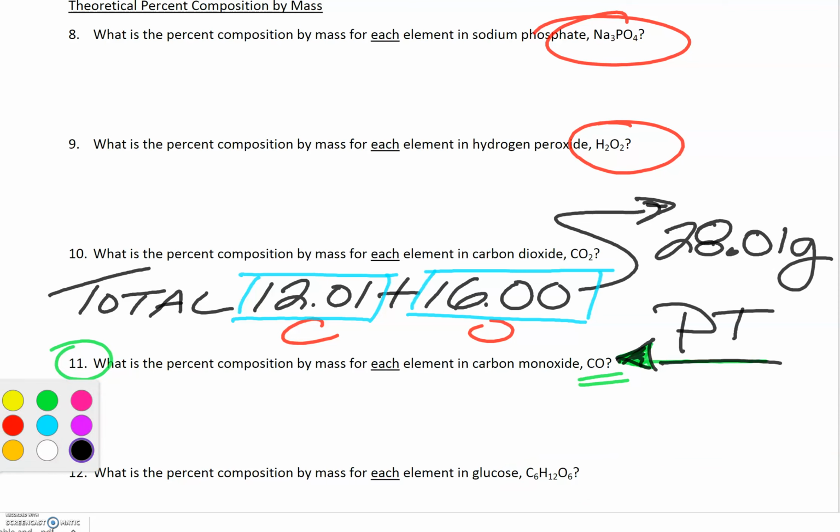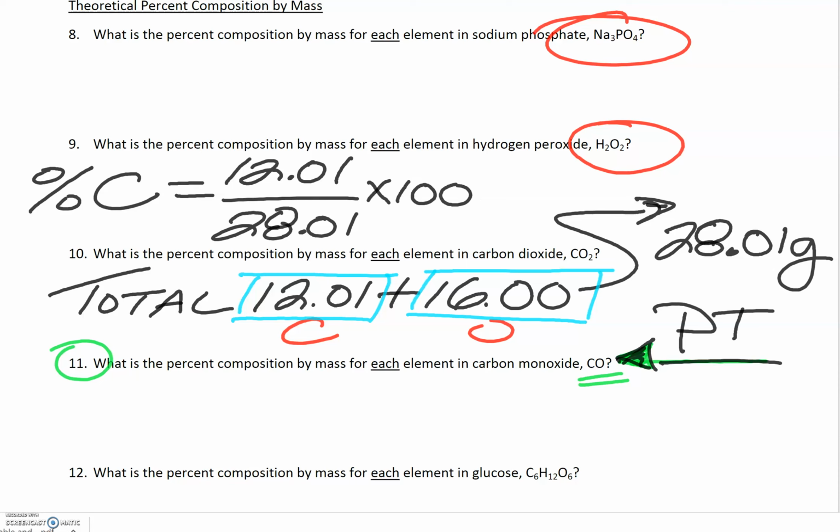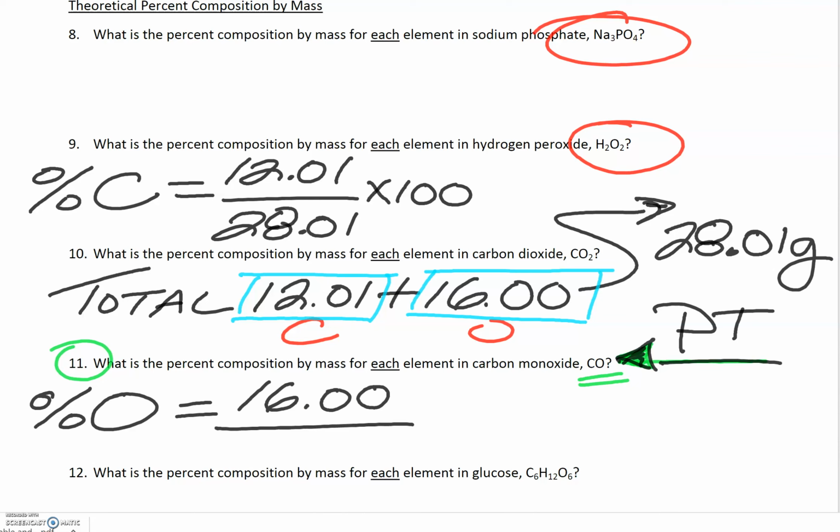We're going to have 2 values. I'll just do it up here. We're going to have our percent carbon, and that's going to be 12.01 divided by our total mass, which is 28.01. Again, all from the periodic table, and we'll multiply that by 100. And then our percent oxygen is going to be 16.00 divided by 28.01 times 100. Now again, we are hoping that we get answers that are adding up to 100%.